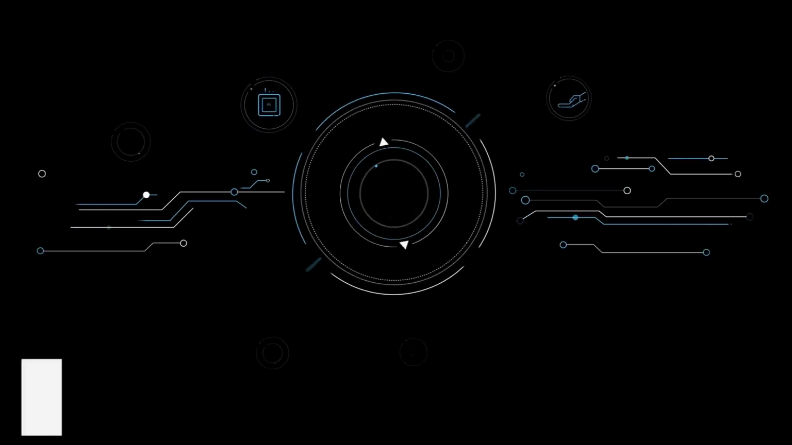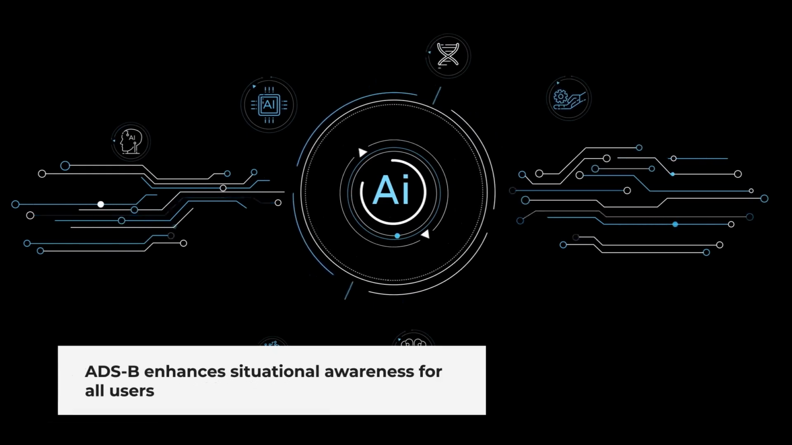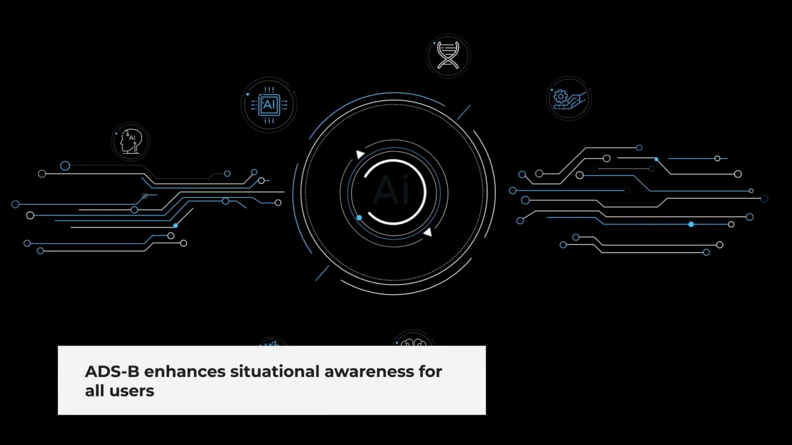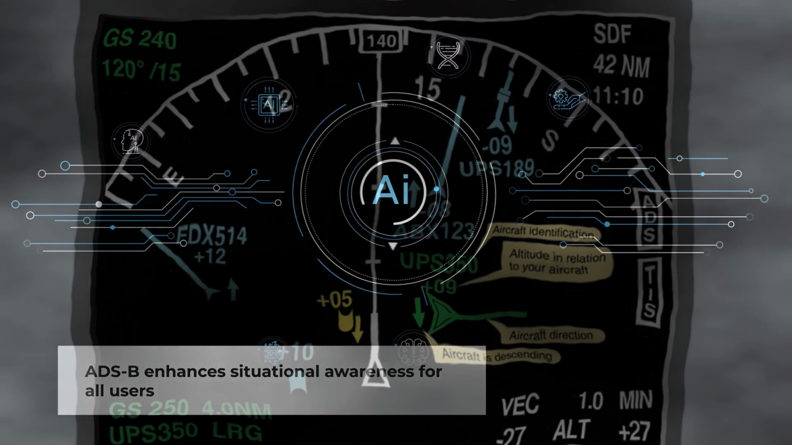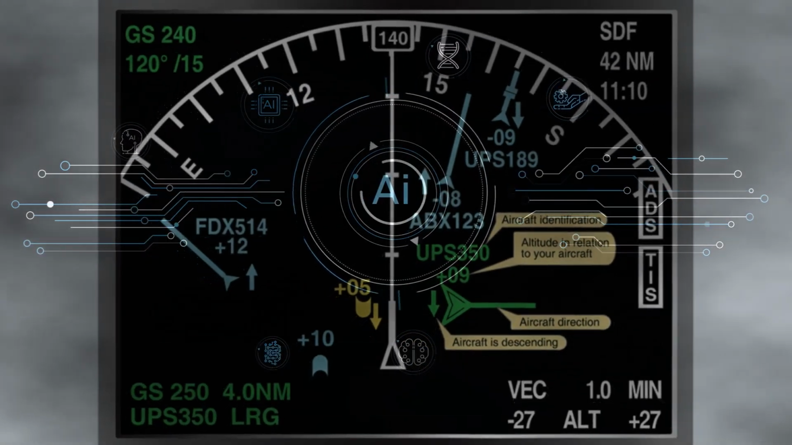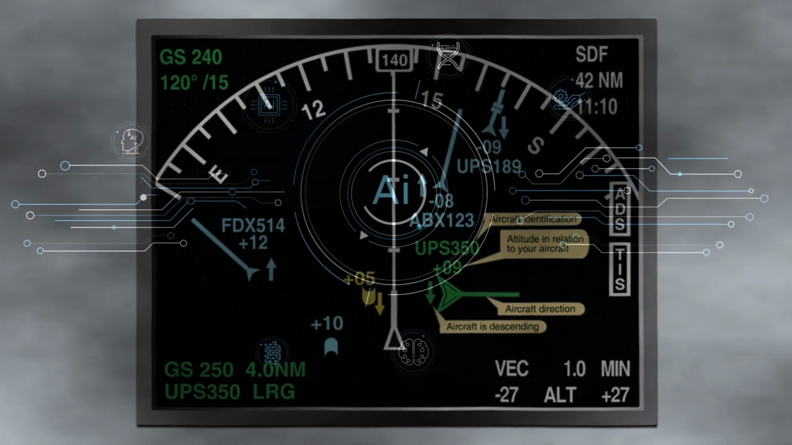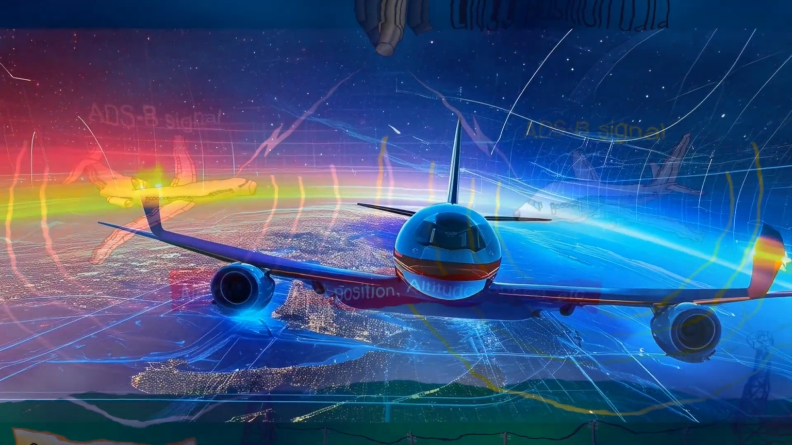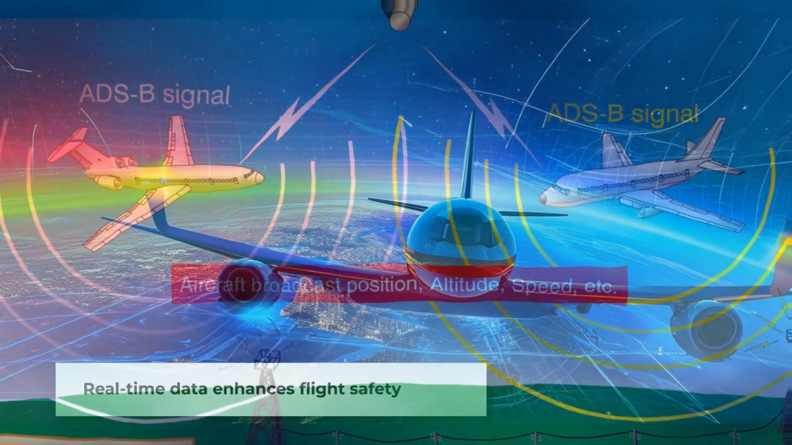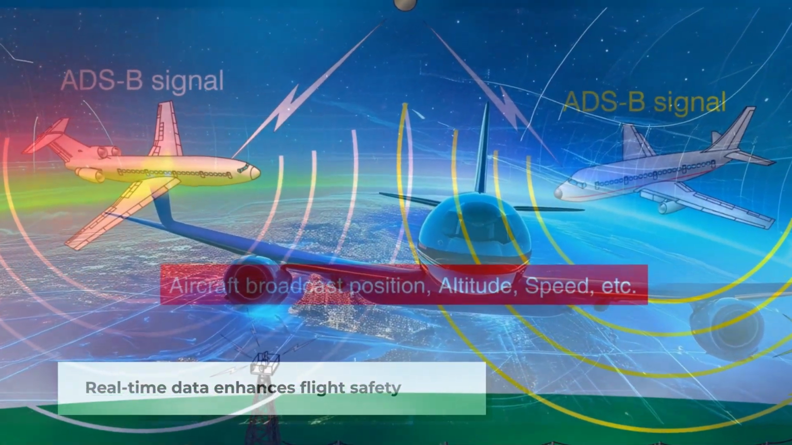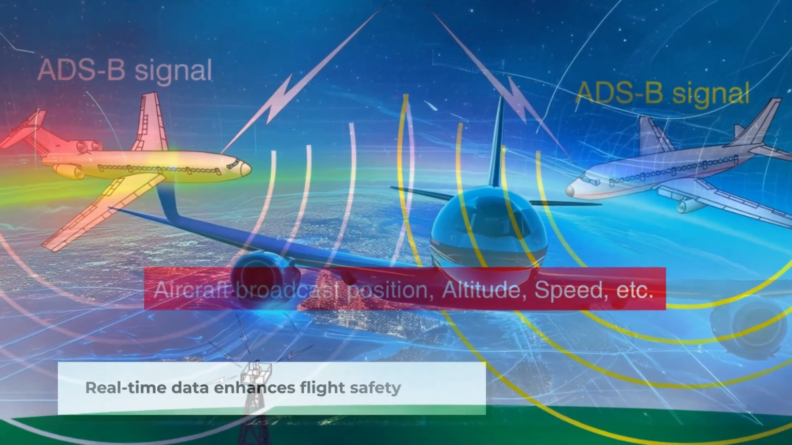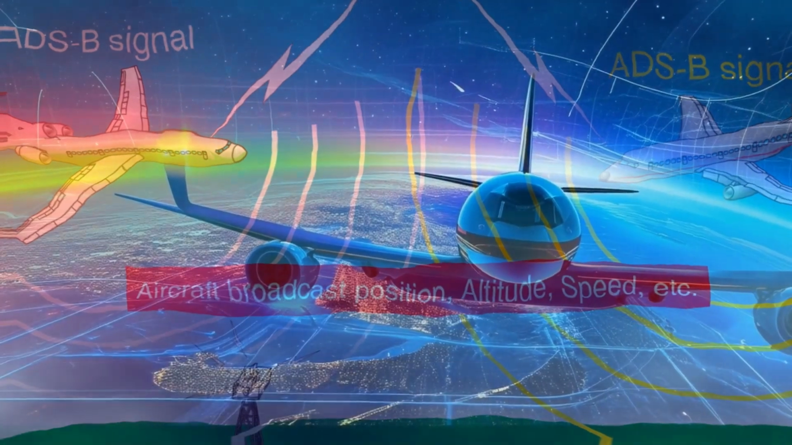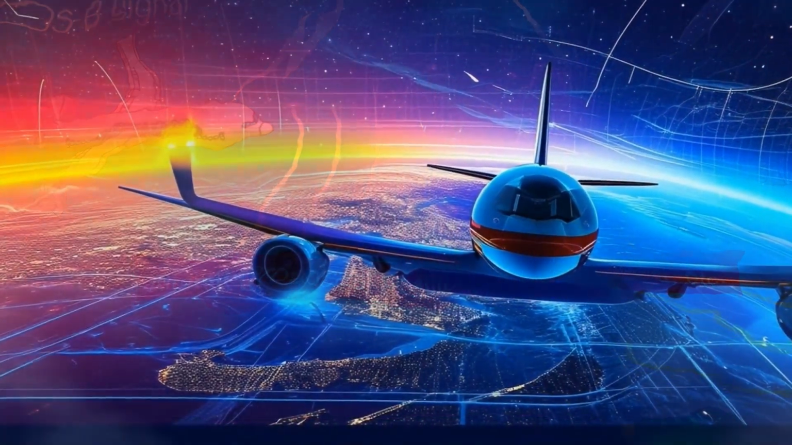Looking ahead, several exciting technologies are on the horizon. Concepts like automatic dependent surveillance broadcast, ADS-B, allow aircraft to broadcast their position, enhancing situational awareness for both pilots and air traffic controllers. ADS-B provides real-time data about an aircraft's location, speed, and direction. When combined with TCAS, it can further reduce the risk of mid-air collisions by providing more comprehensive information.